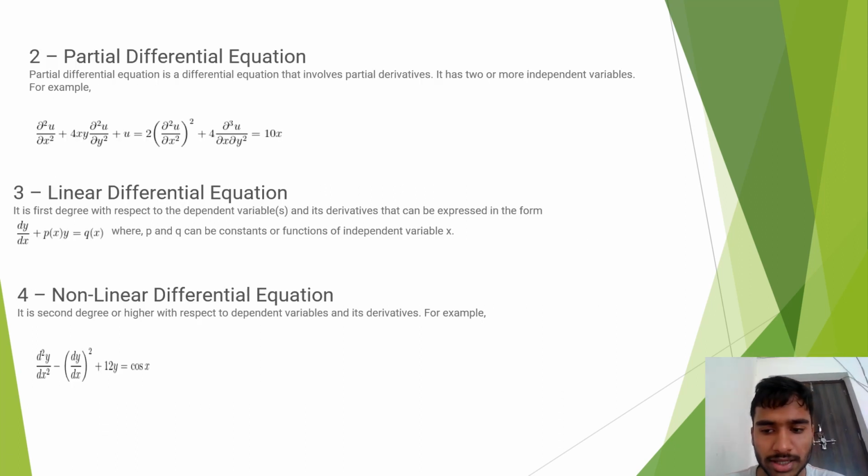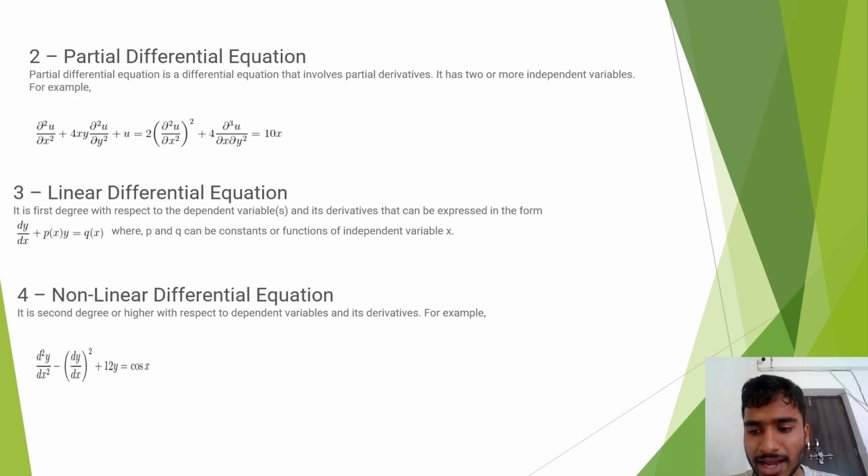Now the second one is the partial differential equation. A partial differential equation is a differential equation that involves partial derivatives. It has two or more independent variables. For example, ∂²u/∂x² + 4xy ∂²u/∂y² + u = 2(∂²u/∂x²)² + 4 ∂³u/∂x∂y² = 10x. This is not d, this is actually dou.